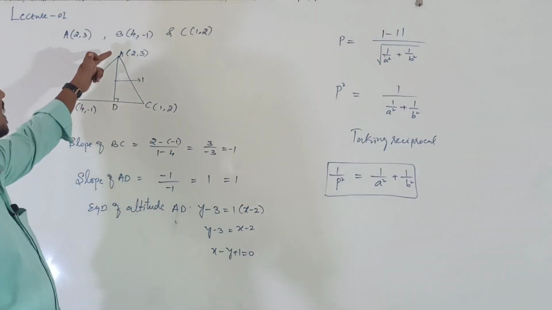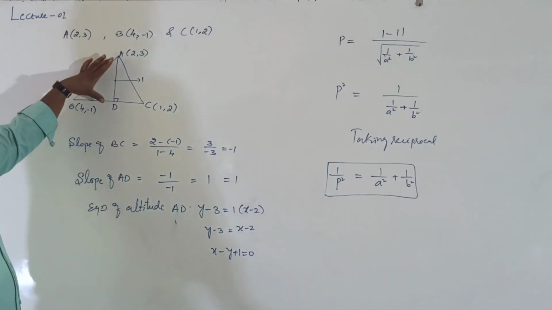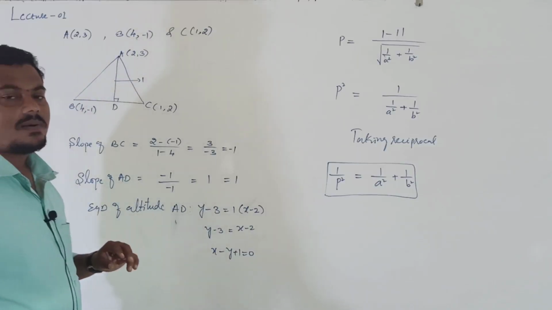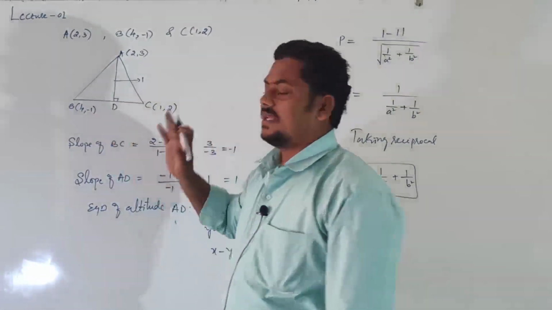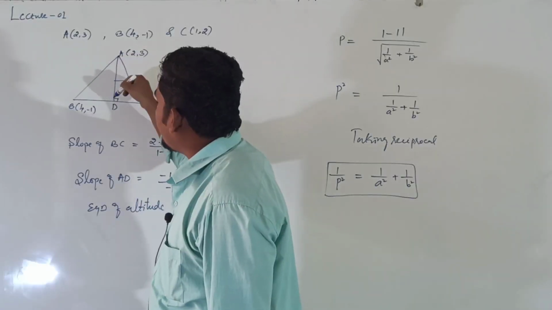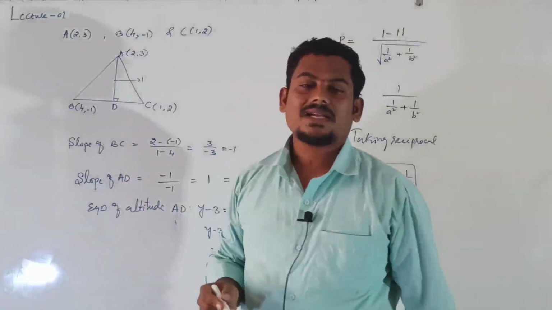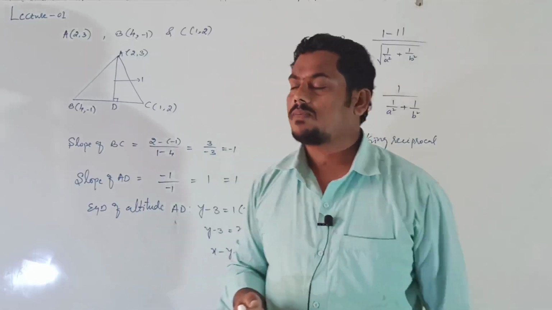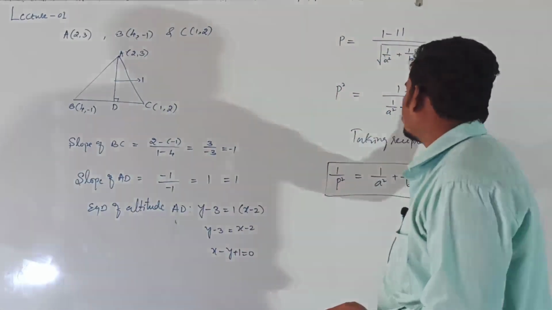We need to find the distance, means the length of altitude AD. How to find the length of altitude AD? Length of altitude AD is nothing but the distance of this point A from the BC line, right? Using the distance between point and line formula. For that, what do we do? Just find the equation of BC.